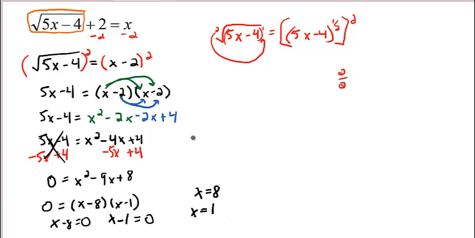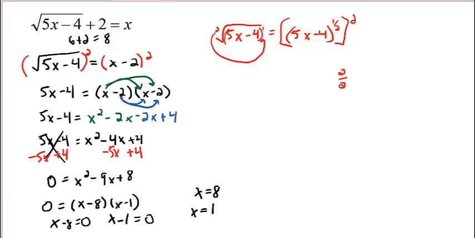We have to plug them into our original equation just to make sure that they work though. So let's get rid of this stuff in my original equation, and plug in an 8. So 8 times 5 is going to be 40, and then 40 minus 4 is going to be 36. We're taking the square root of 36 right here, so that's going to be 6, and then plus the 2 on the outside, that's going to be equal to x, and we're plugging in the 8, so we'll set that equal to 8. So 6 plus 2 is 8, so x equals 8, that checks out.